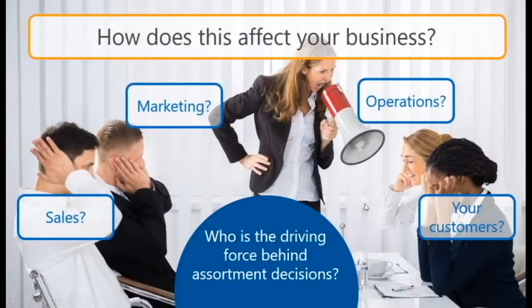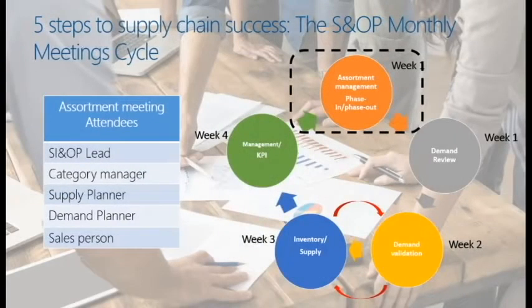S&OP meetings are usually held on a monthly basis, but which departments and who are the driving force behind the decisions that you make in order to get your assortment correct? This is an example of the cyclical process which generally would take place and who would be involved in the collaboration process. Usually these meetings are taking place on a monthly basis, and each of these stages are what is gone through at that monthly meeting.